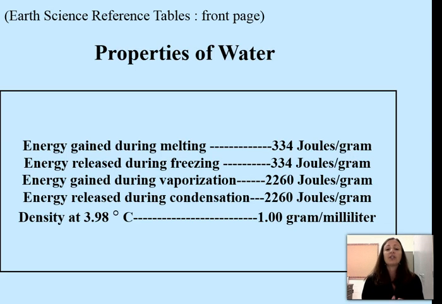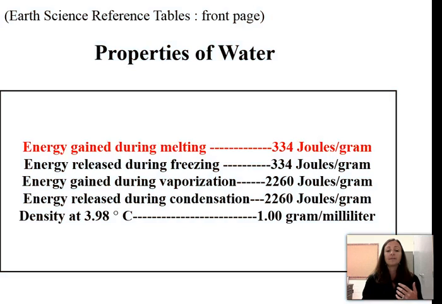We need to look at our Earth Science Reference Tables when we're discussing evaporation and the properties of water. So let's get out our reference table. Pause the video if you need to. We're going to just look at the front page and find the properties of water table. You'll notice that it talks about energy gained and energy released during these different processes. And you'll see these numbers along the side. These indicate how much energy it takes and uses during this process.